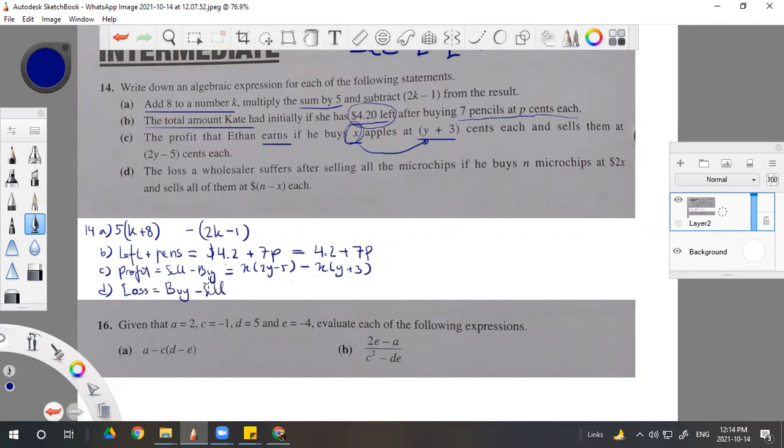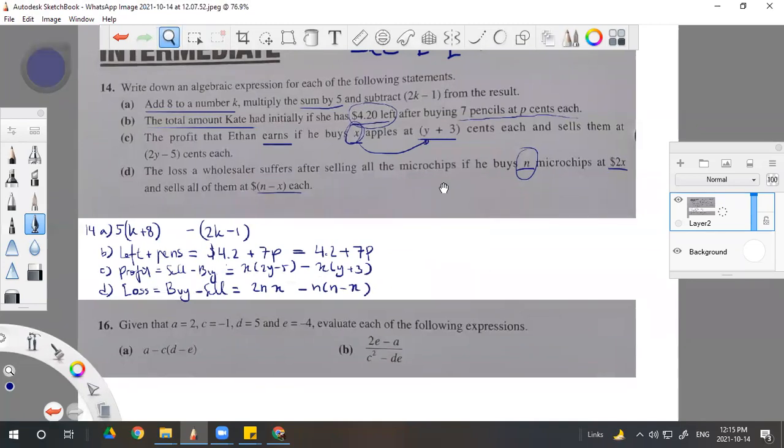Buy minus sell. So loss will be buy minus sell. What is buy? n at 2x each. So n times 2x or 2x times n or 2nx, up to you. Alphabetical order, subtract n minus x times n, because n microchips that he sold also, and subtract n minus x. That's how you do word problems.